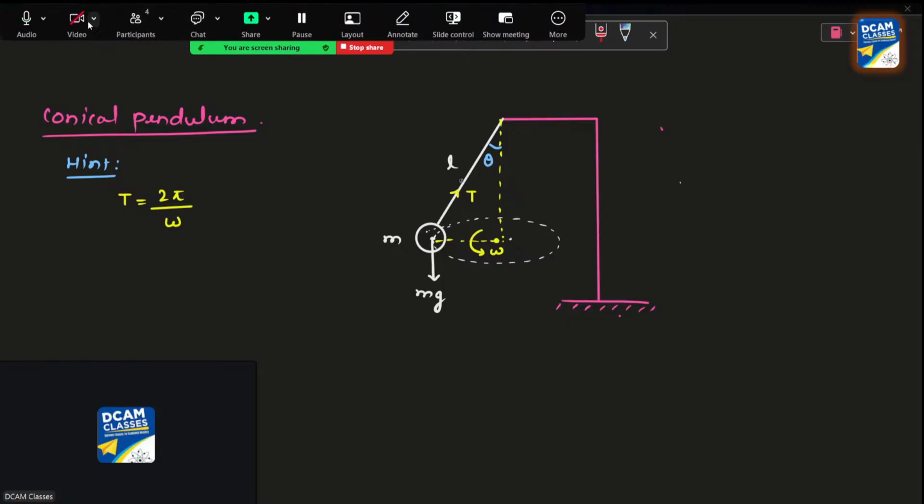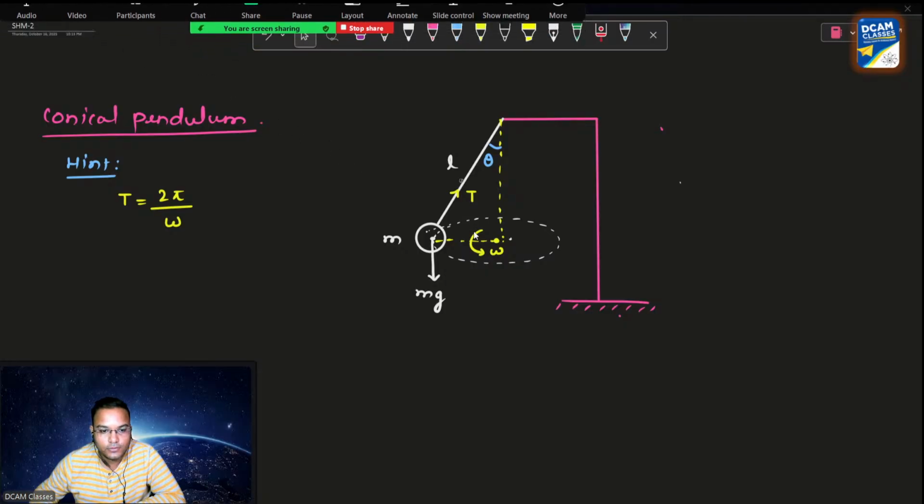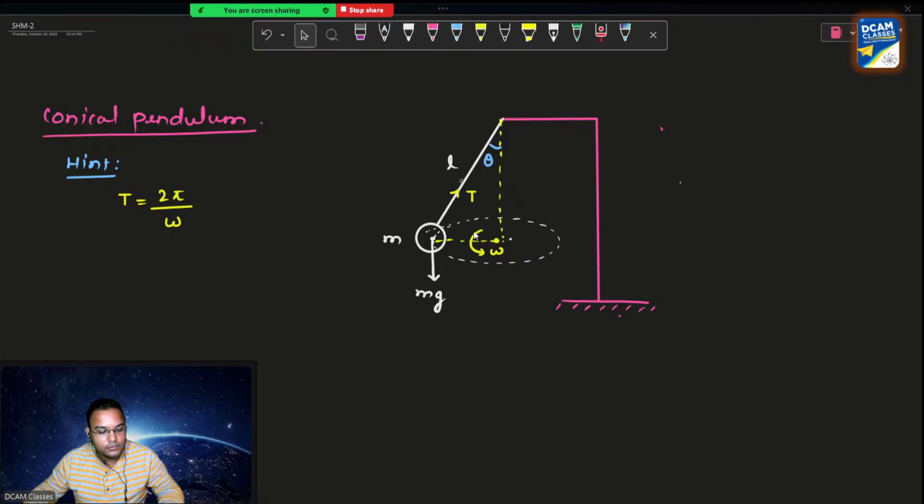What happened? Getting the idea? Not? No idea? See, let me tell you how we do it. It's not difficult. Easy only. See everyone, there is a tension force acting along the string. So if we take this direction, this angle is theta, so this angle will also be theta.